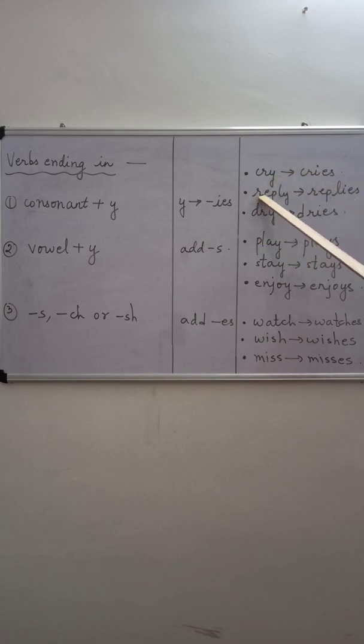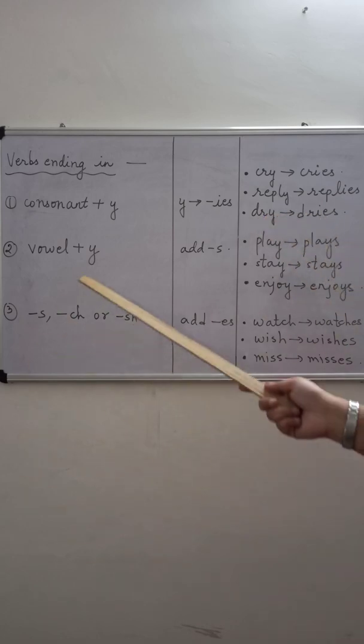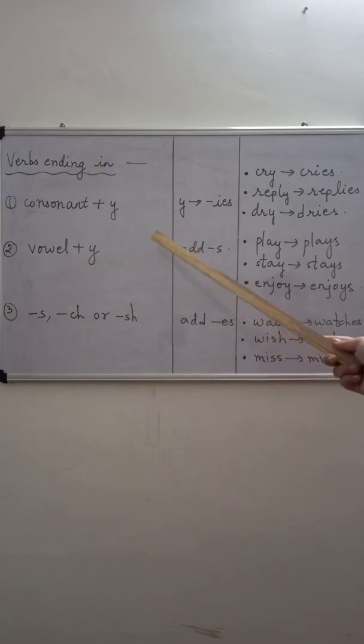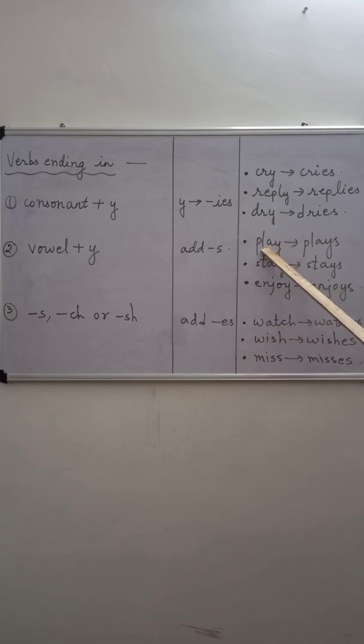Similarly, reply in the simple present tense form becomes replies, and dry in the simple present tense form becomes dries. Second, if the verbs end with a vowel plus y, we add an s in the simple present tense form. For example, play. Now see, play is ending with a vowel a plus y. So in the simple present tense form, we write the word play as plays. We have added an s.